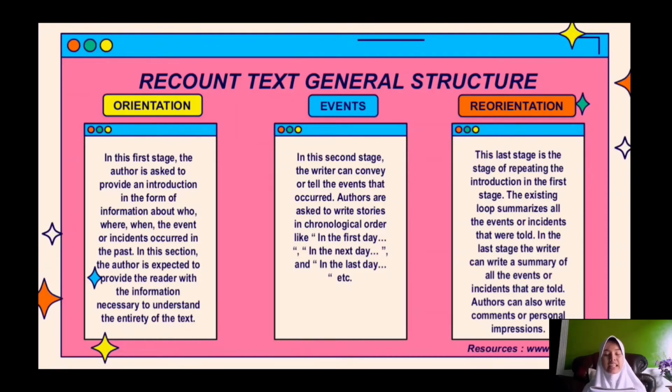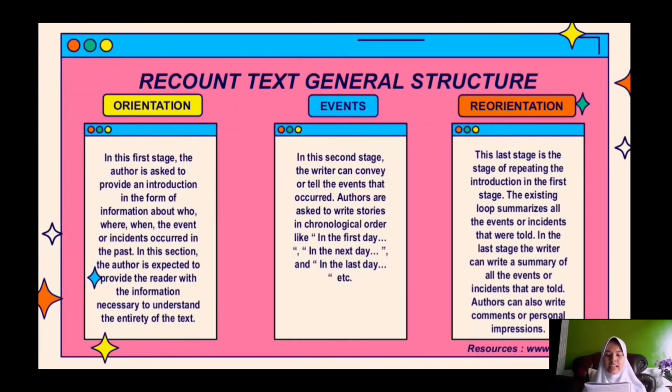Recount text general structure. There are three structures of recount text. The first is orientation, the second is events, and the last is reorientation. Well, the first is orientation. In this first stage, the author is asked to provide an introduction in the form of information about what, where, when the event or incident occurred in the past.